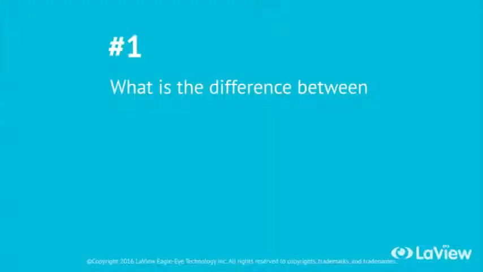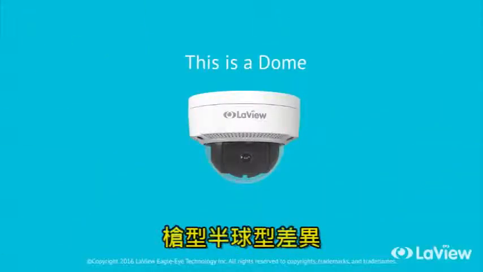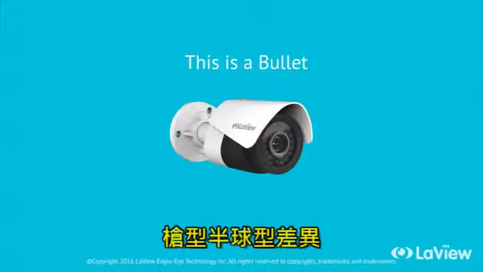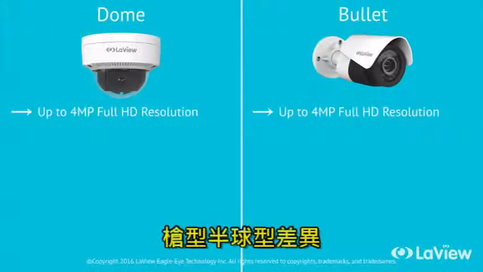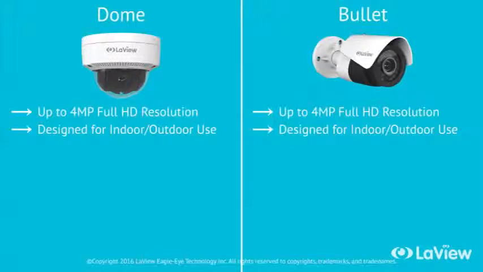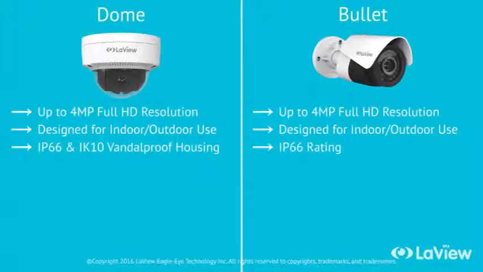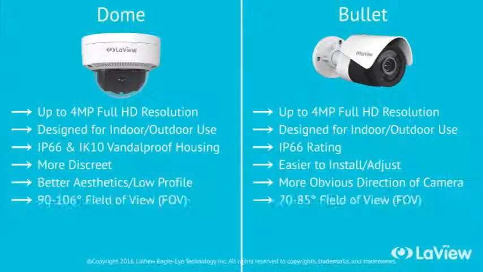What is the difference between a dome and a bullet camera? This is a dome. This is a bullet. Here are the main features. Both have 1080p, 3 and 4 megapixel resolution models. Both are designed for indoor, outdoor use, perfect for any weather conditions. The dome is more discreet, while the bullet cameras are easier to install and adjust. The bullet has a narrower field of view, but the dome has a wider field of view.